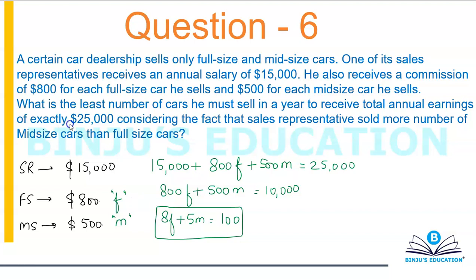And I know that if I talk about these two values F and M, both the values will be greater than or equal to 0, that's for sure, because they represent cars. So cars, you can't sell negative number of cars, right? Okay, so what's the question? What is the least number of cars he must sell in a year to receive total earnings of exactly 25,000? So I need to know the least number of cars.